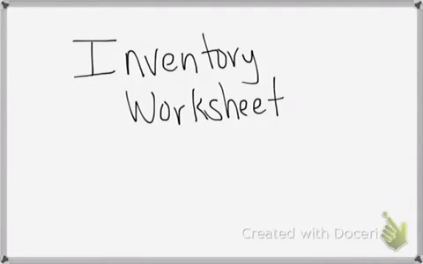All right, I want to start with the inventory worksheet that you can find on Blackboard. We are going to start with the periodic system in this particular video, and we're going to run through LIFO, FIFO, weighted average using that periodic system.